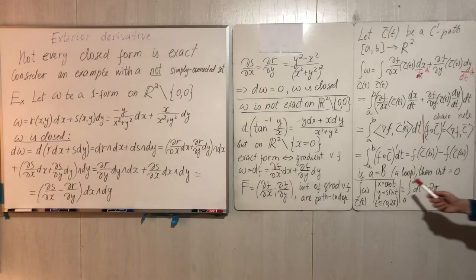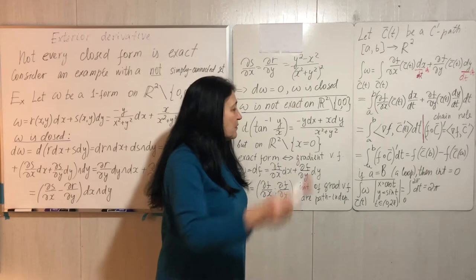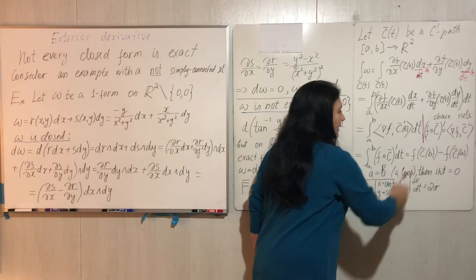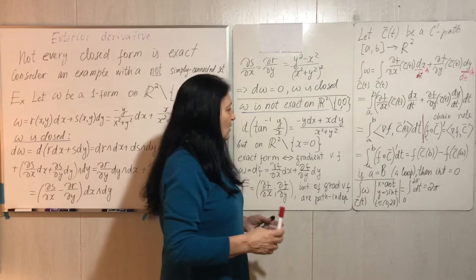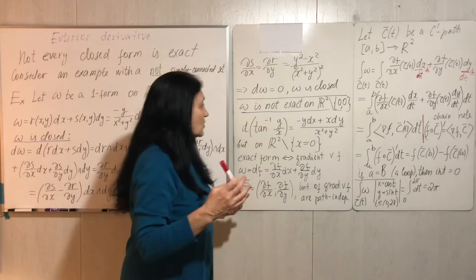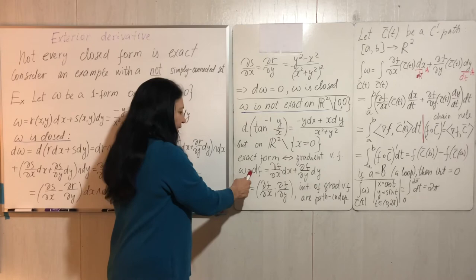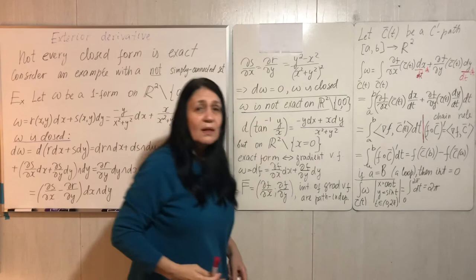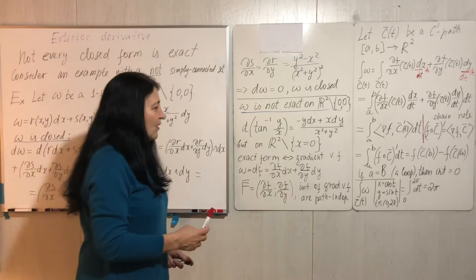And if A equals B, if we have a loop, right, then we subtract the same thing here. So then the integral is zero. This is a known fact from vector analysis that the integral of a gradient field along loops is zero. So it means we started with our omega, we assume that it is an exact form, so then the integral is zero, right? So it's for any closed path. But I can show you easily that it is not equal to zero for omega.